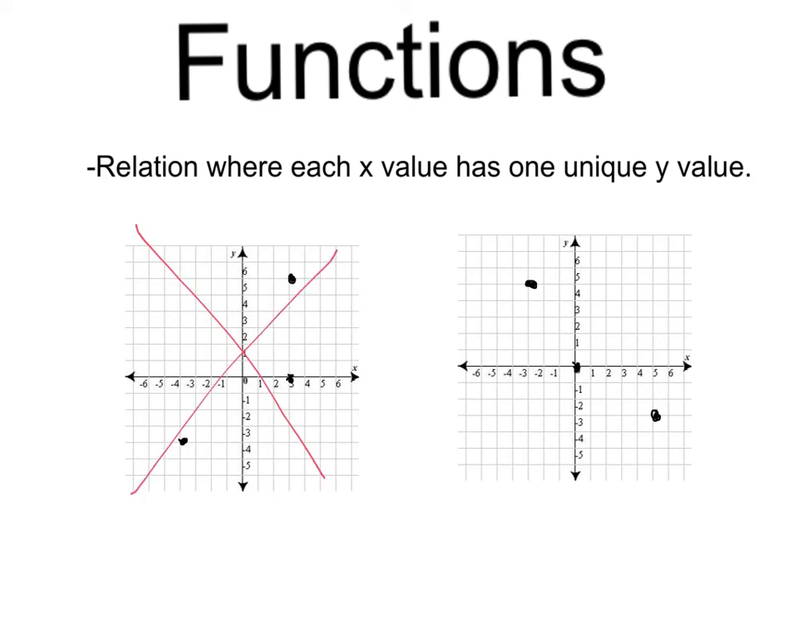Not a function. Over here, though, we've got (-3, 4), we've got (0, 0), we've got (5, -3). Everything's looking lovely. This is a function because each x value has only one y value.